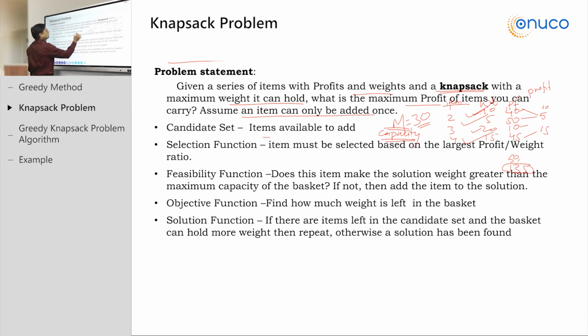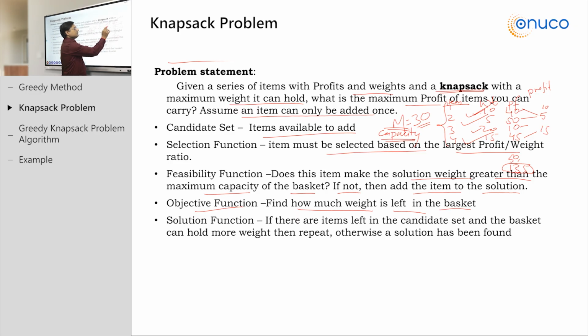Candidate set is what? Items available to add. So we have 4 items to add. Selection function: an item must be selected based on the largest profit divided by weight. I will discuss and solve why this profit divided by weight is used. Feasible function: does this item make the solution's weight greater than the maximum capacity of the basket? If not, then add this item to the solution. Objective function: find how much weight is left in the basket. Remember that when you are adding this 10 kg and 5 kg, it is 15 kg. Is it less than 30 kg? Yes. How much is left? 15 kg.